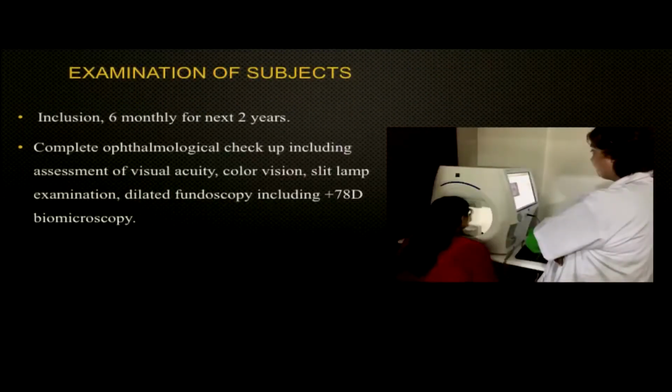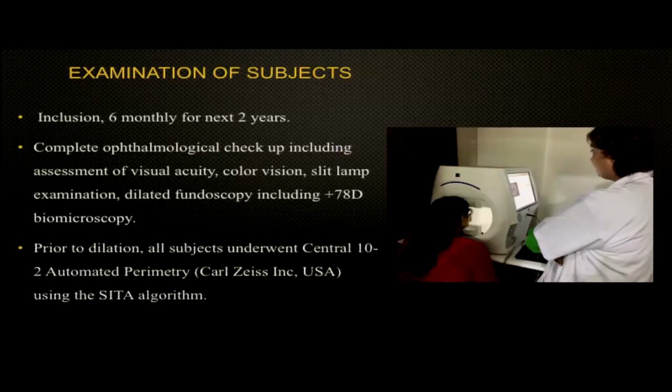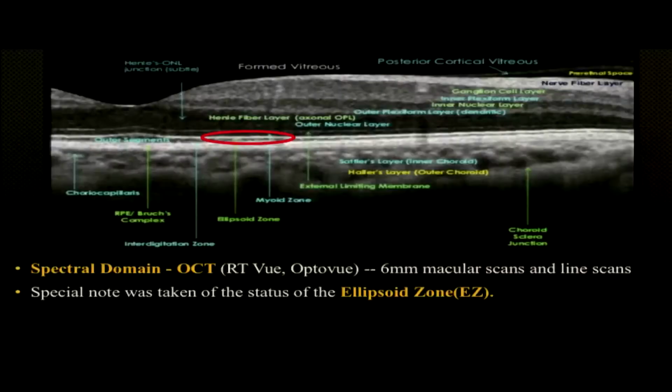So we examined the subjects at inclusion and 6 monthly for the next 2 years. We did a complete ophthalmological evaluation including +78D biomicroscopy, and prior to dilatation all subjects underwent 10-2 automated perimetry. We did the SD-OCT in all these subjects, and special note was taken of the health of the ellipsoid zone.